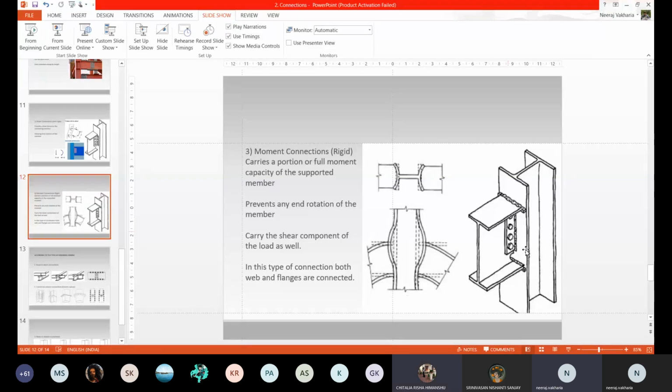So what happens is on site you can't do everything. If you pre-install this cleat to the column in the factory, or maybe bolt this cleat to this girder in the factory, then on site you just have to weld this, and it would be easier and less time consuming.